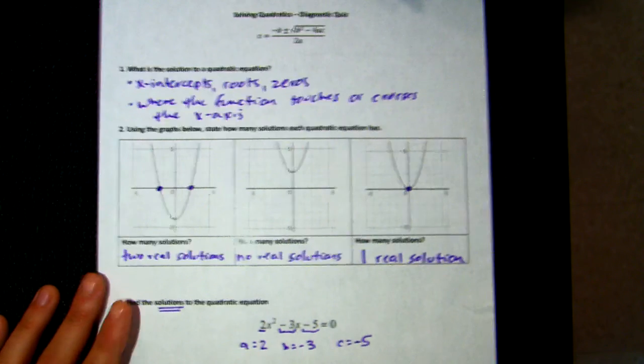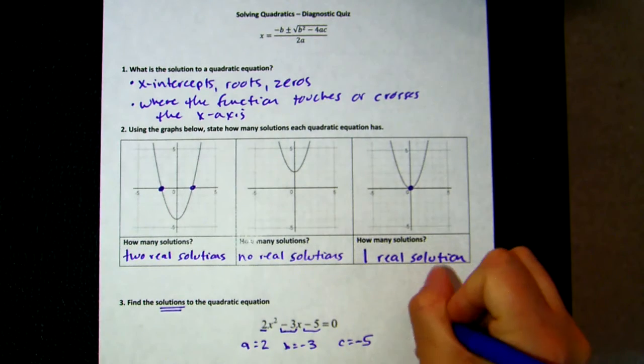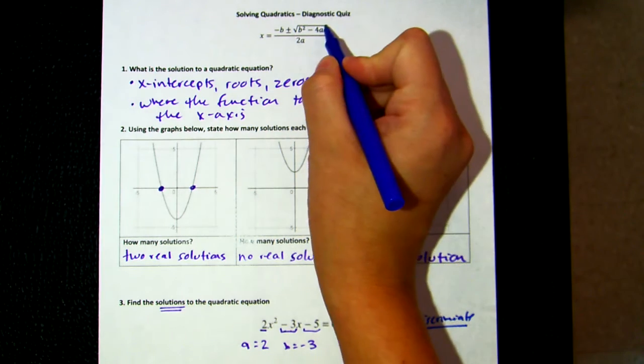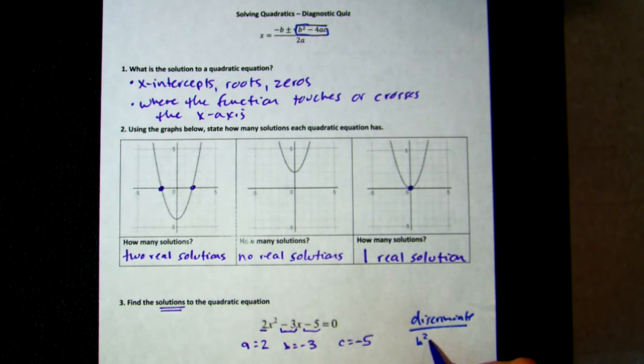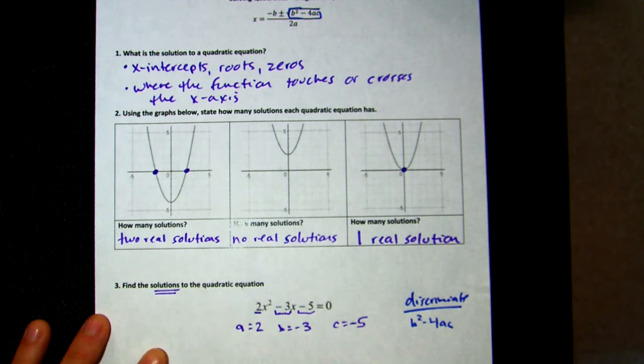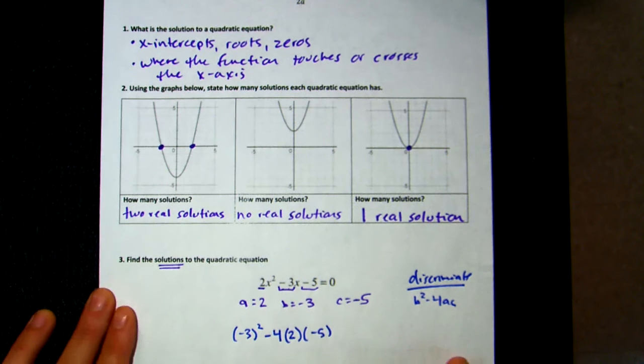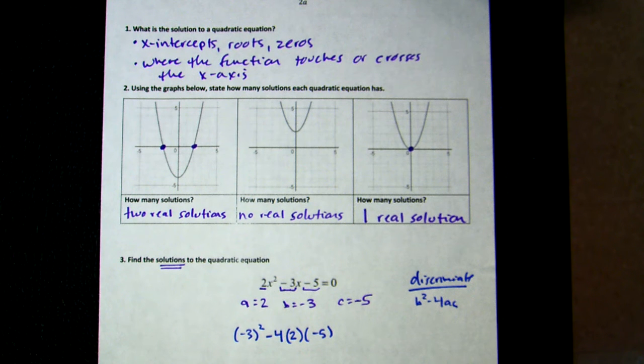Now I'm going to find the value of my discriminant first. Remember, the discriminant is just that piece of the quadratic formula that is under the square root, this piece right here, but it is b squared minus 4ac. So I'm going to take b squared, so that's negative 3, make sure you put that in parentheses, squared, minus 4 times our a value of 2 times my c value of negative 5. So I'm going to pop that right into my calculator: negative 3 squared minus 4 times 2 times negative 5.